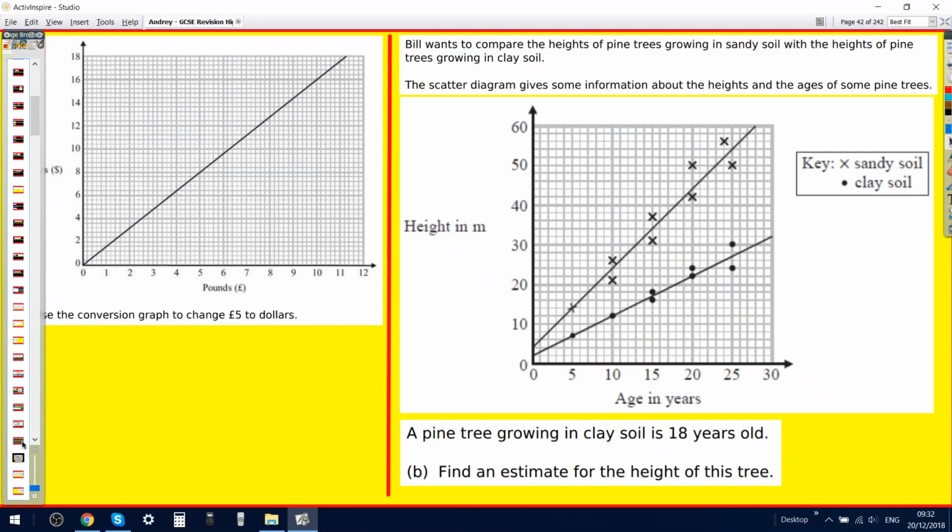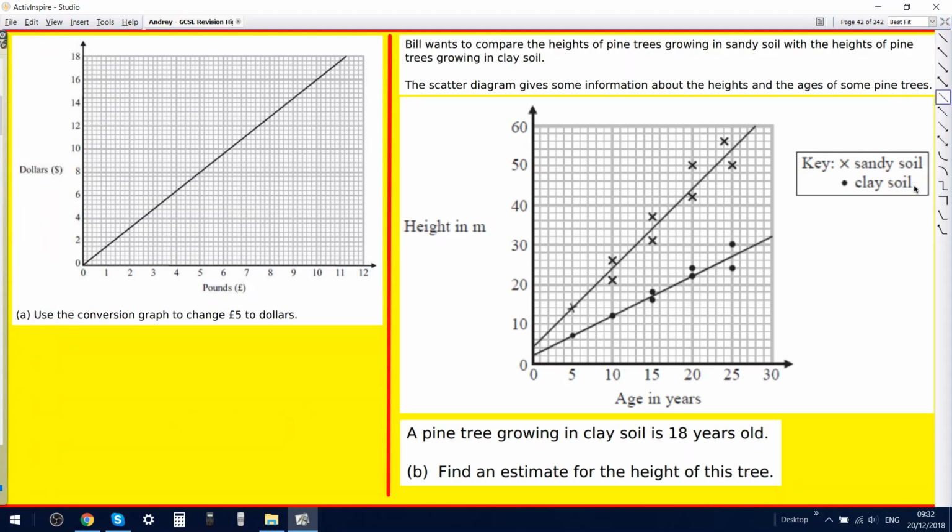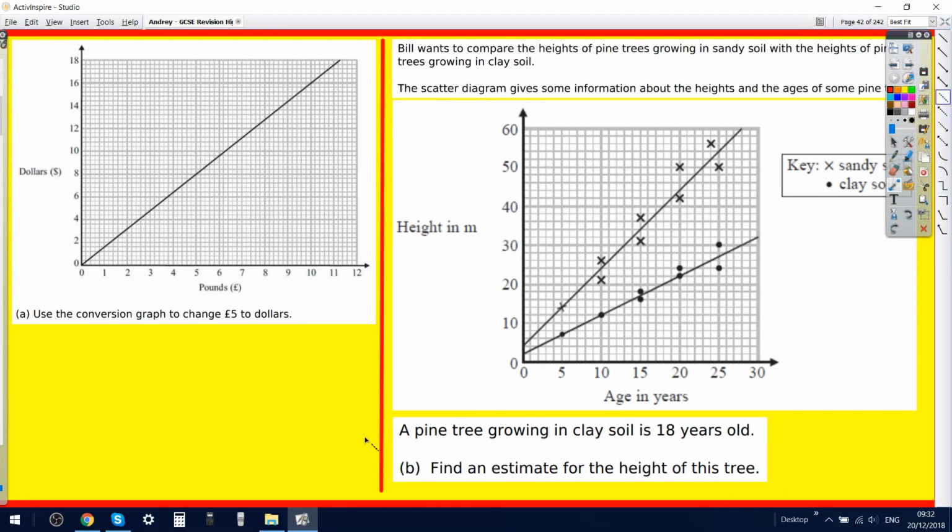Okay, question on the left. How do we do it? You go up on the £5 until you hit the line, then you go across to dollars. What does it look like? Like $8. Yep. And how about the one on the right?